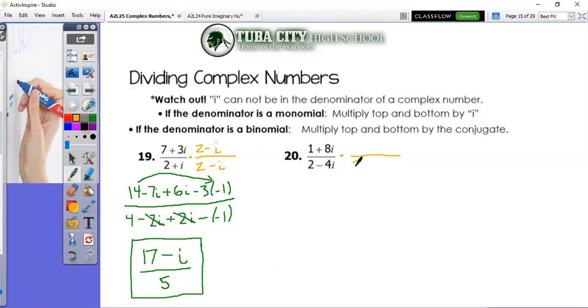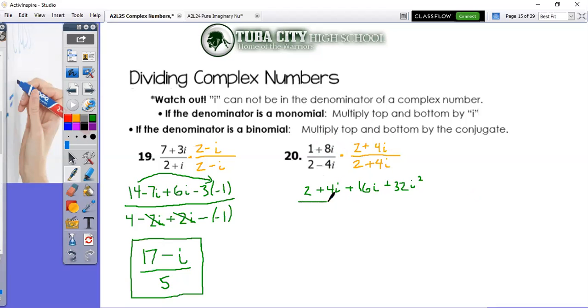So looking at the bottom number, we need the conjugate to that one, which means we need the opposite sign. And whatever we do to the bottom number, we have to do that exact same thing to the top number. Use our FOIL method. So let's see, 1 times 2 is 2. And that would be plus 4i, plus 8 times 2 would be 16i. 8 times 4 is 32i squared.